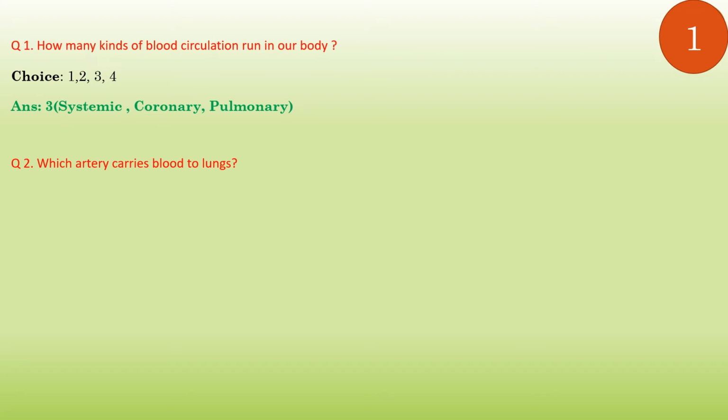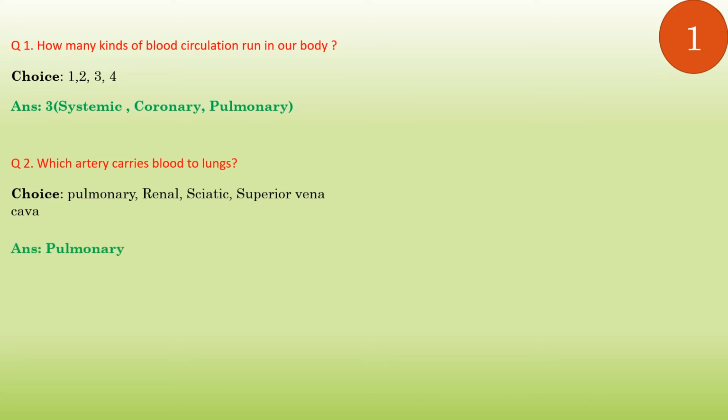Next one. Which artery carries blood to the lungs? Pulmonary, renal, sciatic, superior vena cava or inferior vena cava? First of all, superior vena cava is not artery. Renal is all pertaining to kidney. Sciatic pertaining to leg. The pulmonary, which is always pertaining to lungs, is the answer.